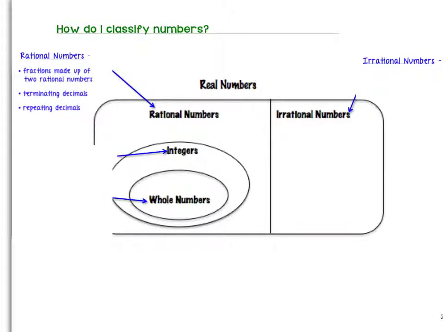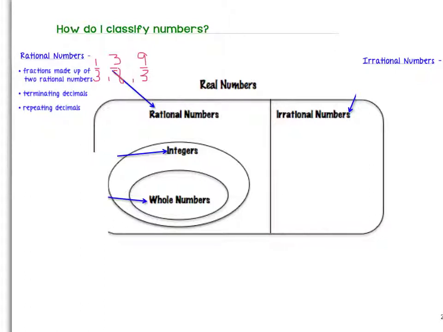So what are rational numbers? Well, rational numbers are fractions made up of two rational numbers. So for example, I could have 1/3. I can have 3/8. Okay? I could even have what's going to be a whole number, 9/3. Those are all rational numbers. If they're written as a fraction, any number, as long as they're made up of two rational numbers, it's going to be a rational number.